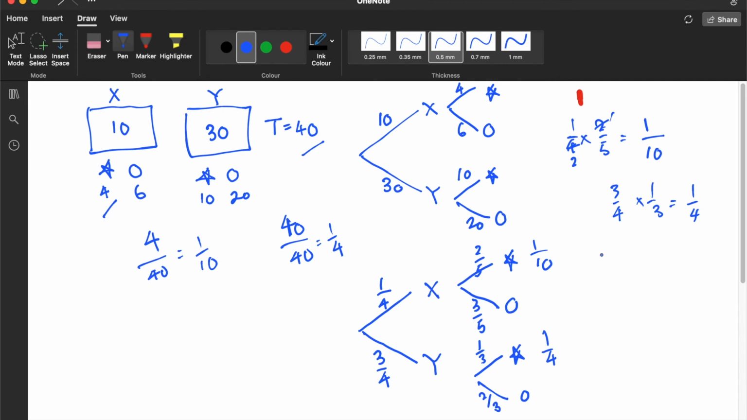Okay? The last thing that I can do is take 1 over 10 plus 1 over 4. It simplifies to 7 over 20. What does this number represent? This number represents the number of stars from both box X and Y over the total number of shapes. Right, let's check it out. What is the total number of stars? From X is 4, from Y it is 10, so total is 14. This is the fraction over the total number. It's 14 over 40, and that simplifies to 7 over 20.